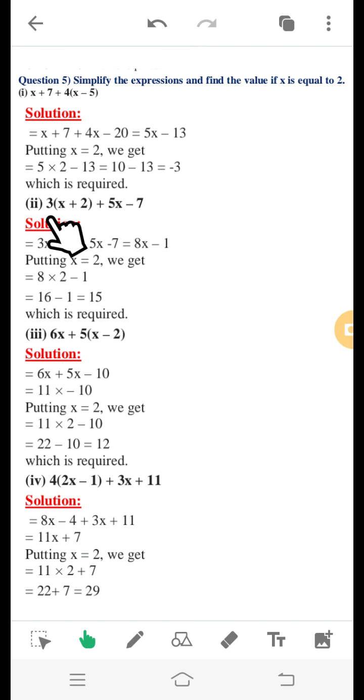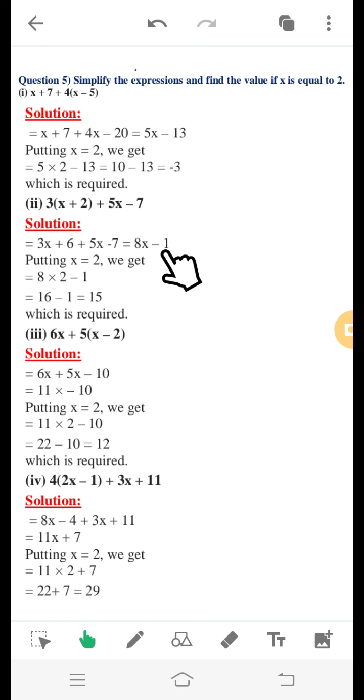Second one, 3 into bracket x plus 2 plus 5x minus 7. First simplify the bracket. 3 multiplied by x is 3x. 3 multiplied by 2 is 6, plus 5x minus 7. 3x plus 5x is 8x, plus 6 minus 7 is minus 1.